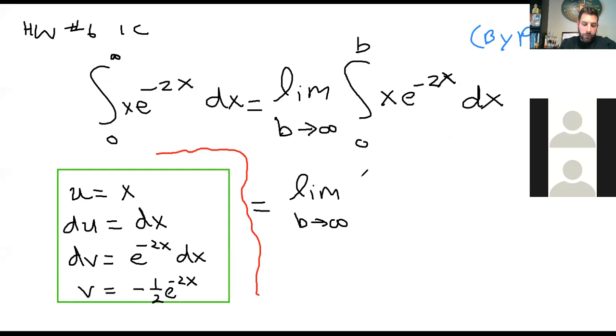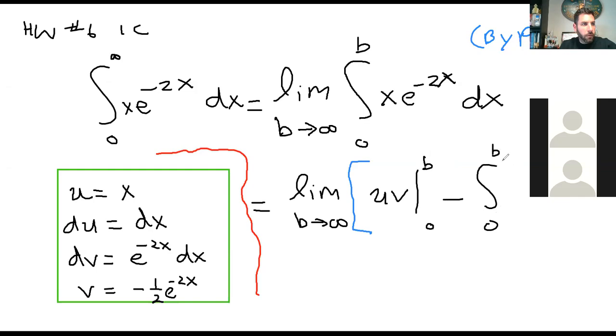Okay, so that means I have to plug this in. I have to be very careful not to mess up any of my grouping. So this becomes, if you remember, uv evaluated from 0 to b minus the integral from 0 to b of v du.